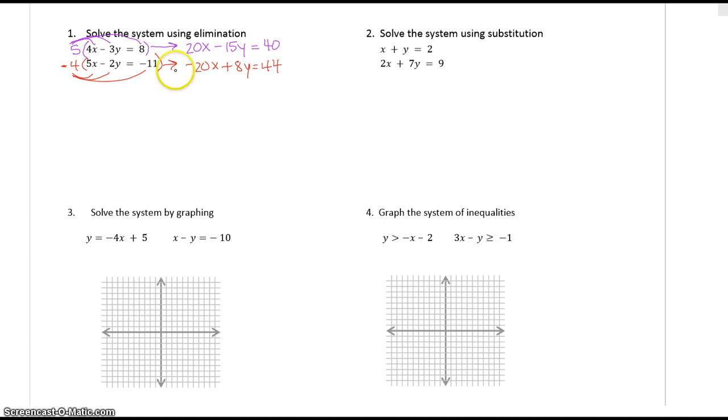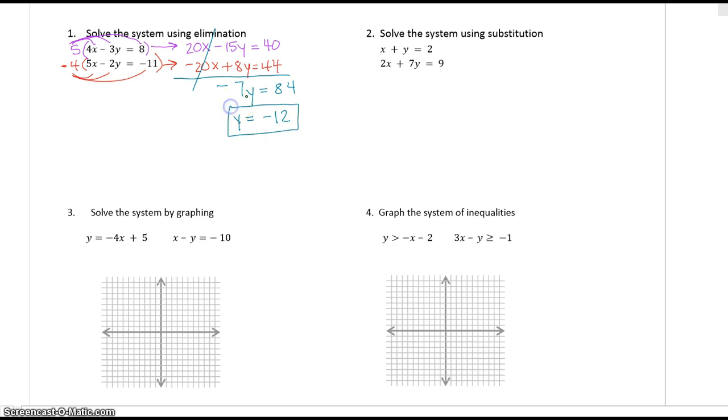Okay, so now what we're going to do is we're going to say, do we have opposites? Yes, 20 and negative 20 are exact opposites. When you add those together, you get 0, or they cancel out, or eliminate. Negative 15y plus 8y is negative 7y. 40 plus 44 is 84. You're going to solve this by dividing by negative 7, and you get negative 12. That is y.